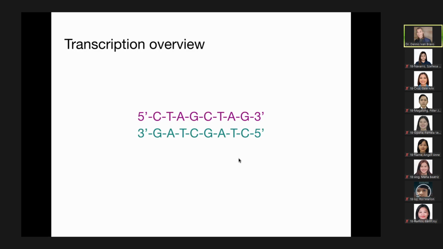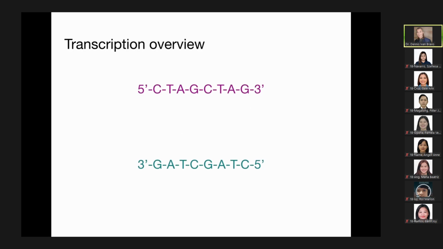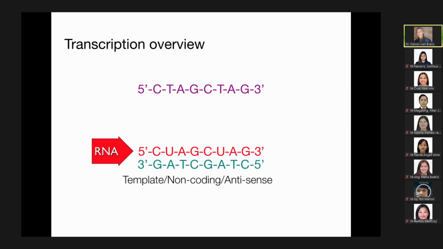Just like replication, the first event is separation of the two DNA strands. But unlike replication, only one of the two strands can be used as template for the synthesis of RNA. And RNA is polymerized in the 5' to 3' direction in a manner similar to how DNA is polymerized. So this DNA strand is referred to as the template, the non-coding or the antisense strand, while this DNA strand right here is referred to as the non-template coding or the sense strand.